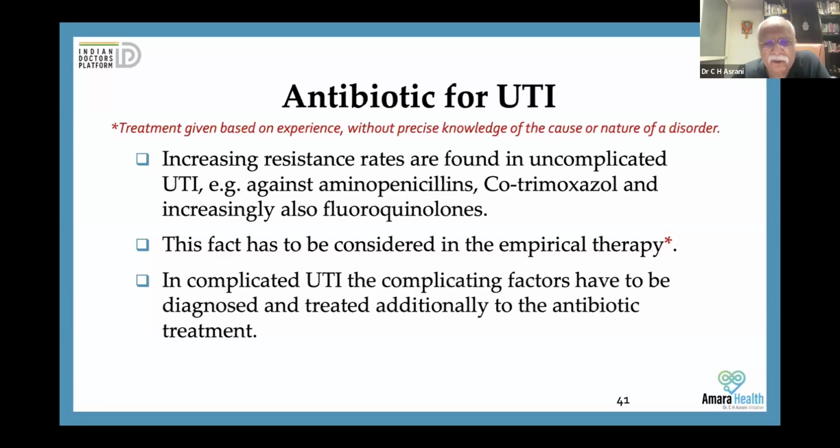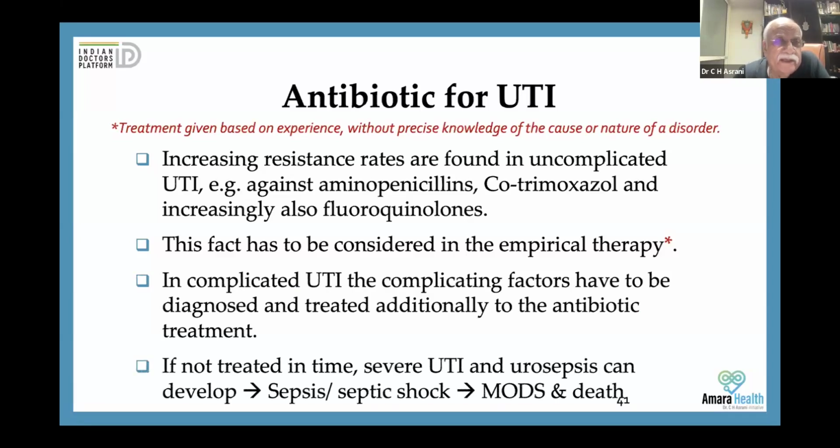Complicated UTI, the complicating factor has to be diagnosed. Is it diabetes? Is it postmenopausal atrophic vaginitis? What is causing it? If complicated UTI is not treated in time, severe UTI, and since even E. coli are gram negative, urosepsis is very, very common. Sepsis, septic shock, multi-organ dysfunction syndrome, and death.